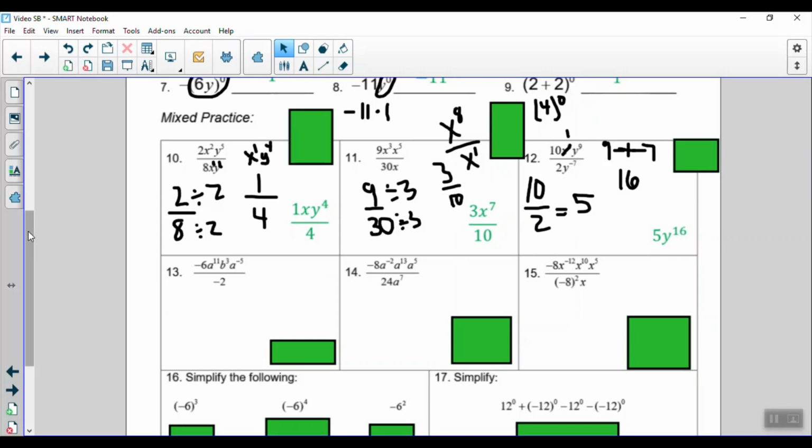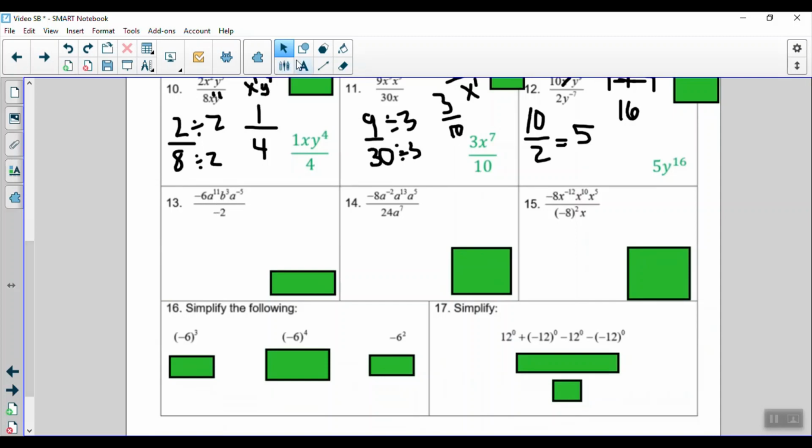Okay, the next one, again, we're not going to have a fraction when we finish because we're going to divide and get a nice whole number. -6 divided by -2 is +3, right? Negative divided by negative is positive. Then we have A's and B's, but we have two A's on the top, right? So we're going to combine those. 11 and -5. We're multiplying the bases, so we have to add the exponents. 11 plus -5 is +6. And B has nothing to combine with, so that just stays the same, and it's B to the third.